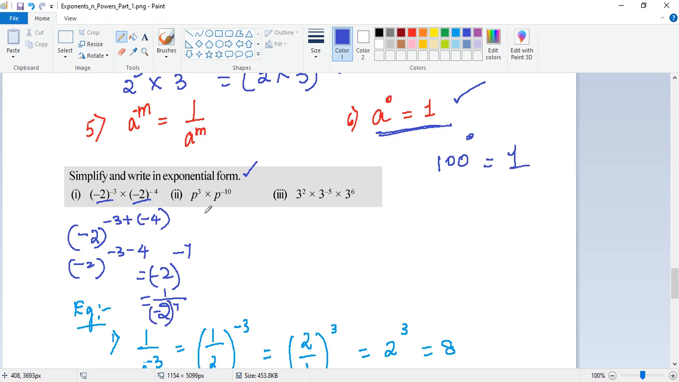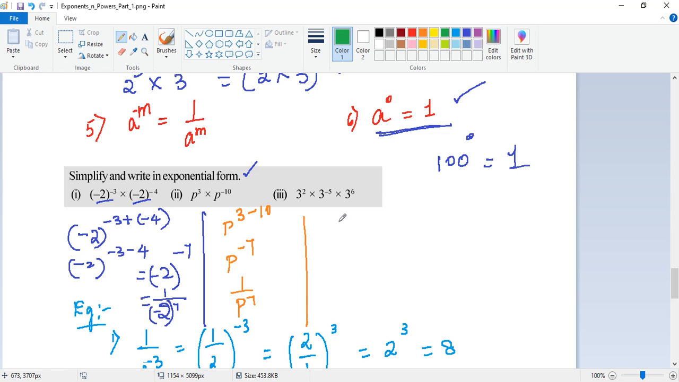Okay. Now let's look at the next one. This one, p to the power of 3 into p to the power of minus 10. So again I am going to get p to the power of 3 plus minus 10. So that's going to give you p to the power of minus 7, or 1 by p to the power of 7.